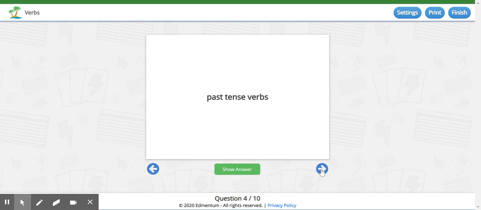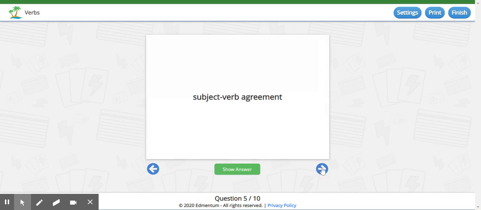Flashcard 4, past tense verbs. What are past tense verbs? And you should be referring to your notes at this time, and you should be reading the definition of a past tense verb. They show what happened in the past. A lot of the time, past tense verbs end with ed or d.